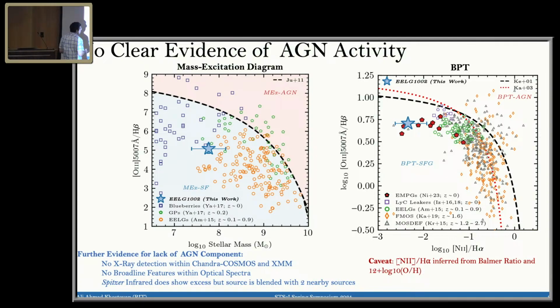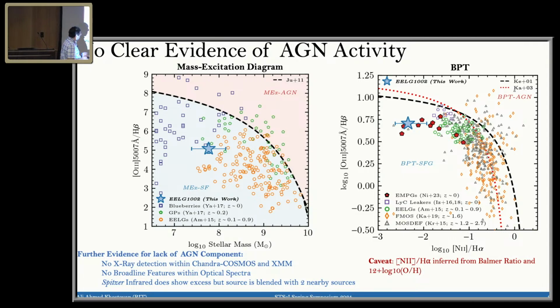Now, you may think, okay, what was driving this really strong [O III] H beta emission? Could it just be an AGN that's pretty active? Well, from all the evidence that we can see, that doesn't seem to be the case. When we look at the mass excitation diagram, the BPT, this source falls within the selection area that we would consider to be primarily star-forming galaxies.